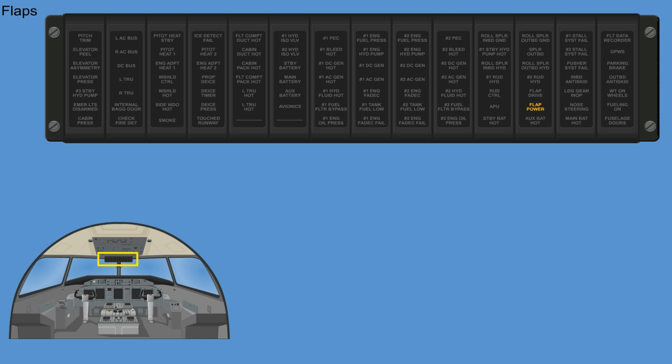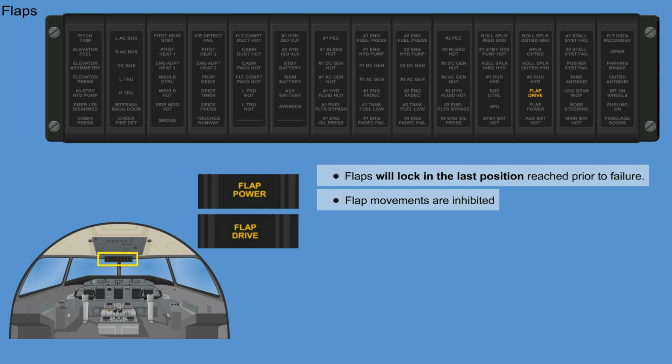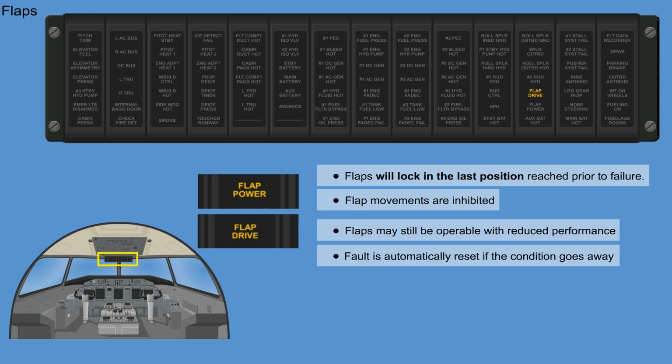If the flap power caution light comes on, a flap failure has occurred. The flaps will lock in the last position reached prior to failure. All further flap movements will be inhibited. If the flap drive caution light turns on, this is a flap fault indication. The flaps may still be operable in some instances with reduced performance. The fault is automatically reset if the condition goes away.